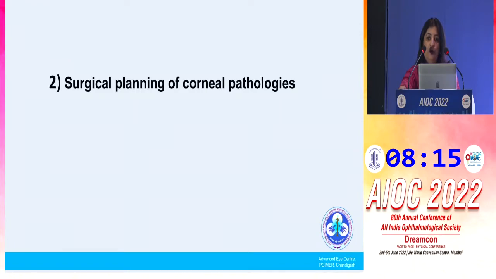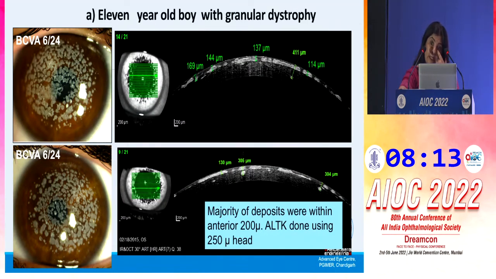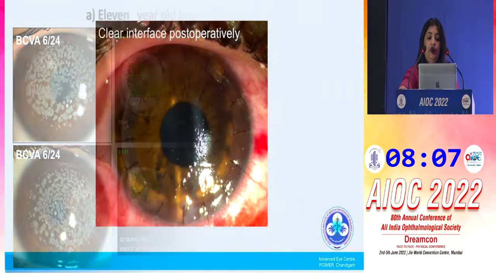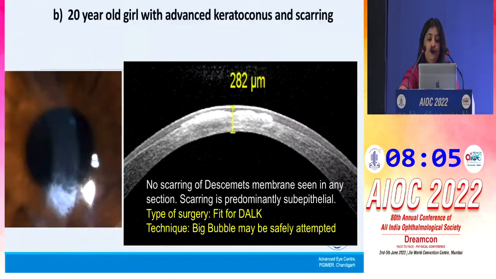ASOCT, whether it is swept source or spectral domain or time domain for that matter, helps in surgical planning of corneal pathologies. For example, if you have any of the anterior dystrophies, you know what depth to go at. You can plan your surgery accordingly, and then one can have gratifying visual outcomes. In cases of keratoconus, you can see what is the level of scarring. If the scarring involves the Descemet membrane, you don't want to go in for a DALK, or at least you don't want to go in for a big bubble DALK. In this case, it was showing the scarring was subepithelial, so one can happily go ahead with a DALK as well as plan a big bubble DALK.